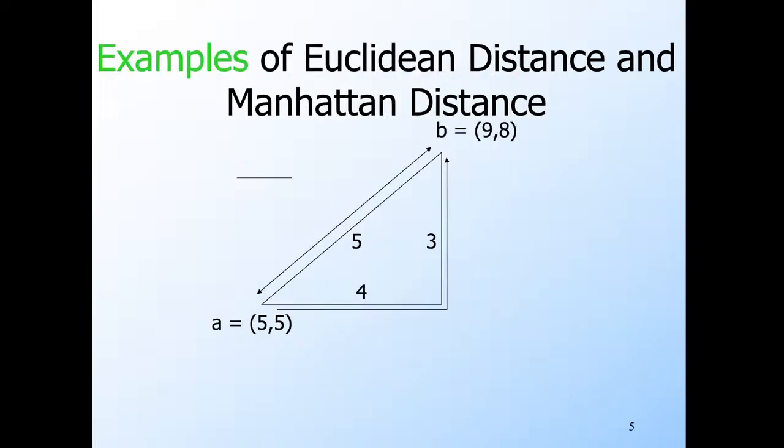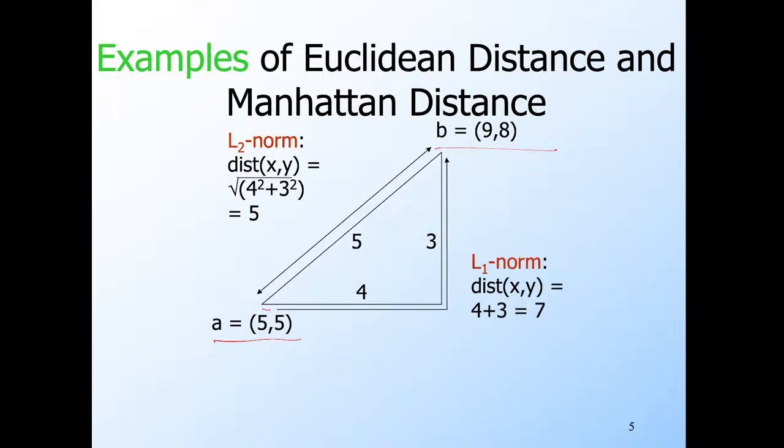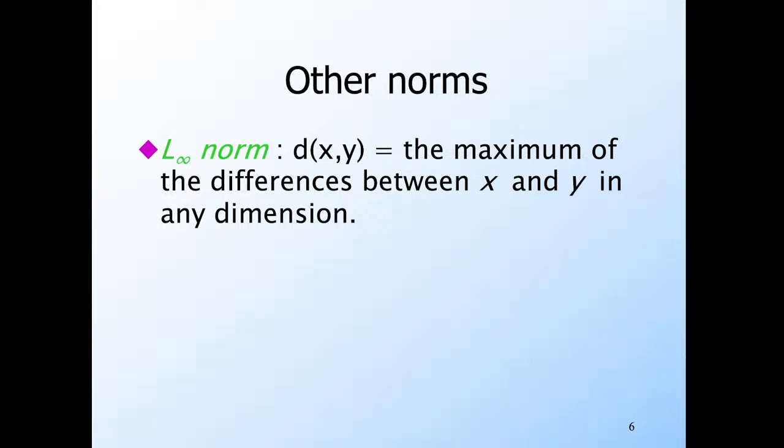Okay, so here's an example. If we have data point A is 5, 5, data point B is 9 and 8, then the L2 norm is like this, and the L1 norm is simply 9 subtract 5 and take the absolute value, plus 8 subtract 5 and take the absolute value. So that gives us 7. Okay, so we know what is the L2 norm, we know what is the L1 norm. Now let's introduce something called the L infinity norm.